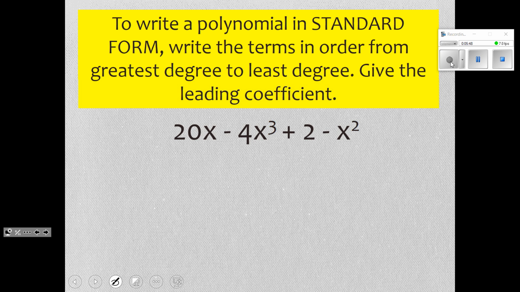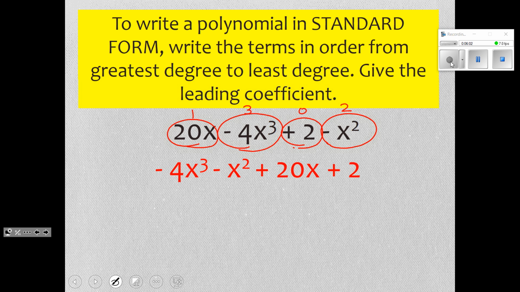First of all, let's look here. This has a degree of 1. This has a degree of 3, degree of 0, degree of 2. If we were to write that in order from highest degree to lowest degree, we'd have the x cubed, then the x squared, then the x, then the constant. When you have it in standard form, you can easily find the degree of the entire polynomial by looking at the leading term. So this has a degree of 3.